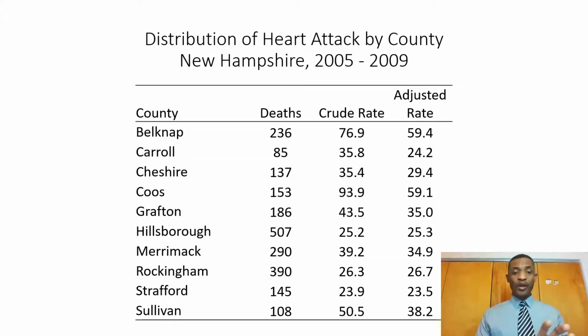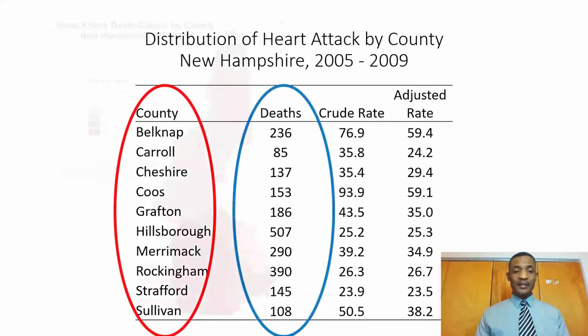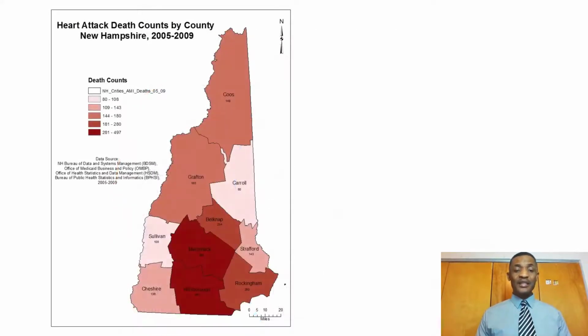However, if you plug in those numbers into a map, this is what you will get. Here in a map, you have the same information, but in a better way to look at it. Now you can see where in New Hampshire we have those heart attacks more frequently. Well, it happens that in the south parts of New Hampshire, that's where you have the most cases of heart attack, particularly in Merrimack and Hillsborough County.